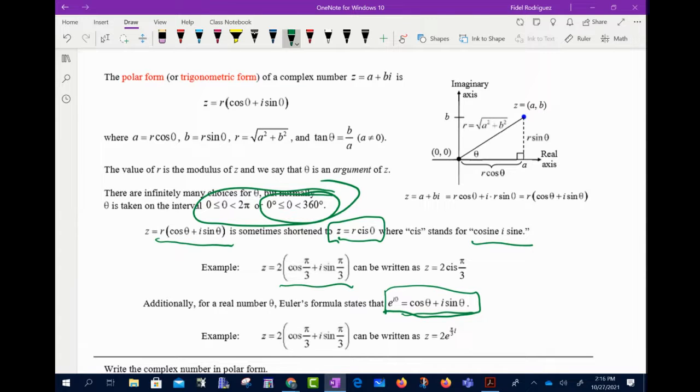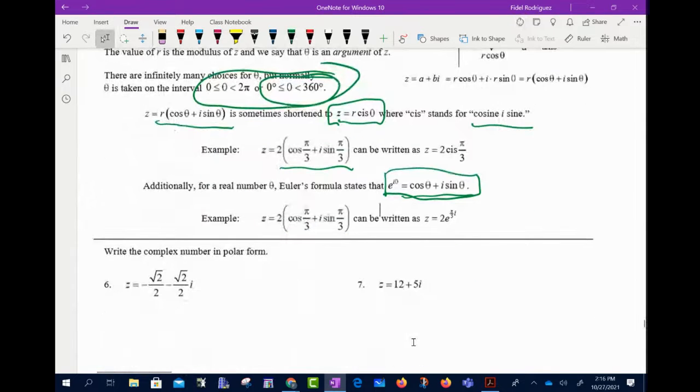So we'll hold off on that part there. Okay, so let's take a look here, y'all. We're going to see if we can figure out how to do some of these problems. It says, write the complex number in polar form.